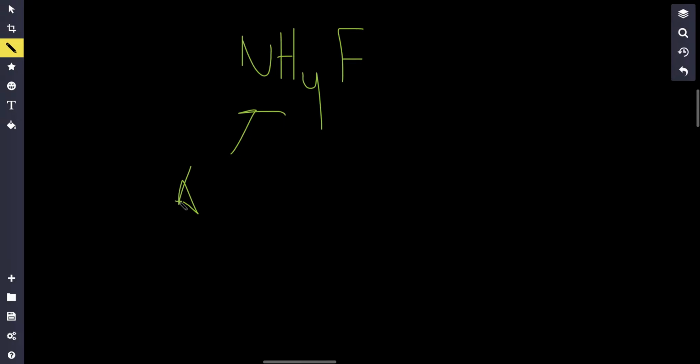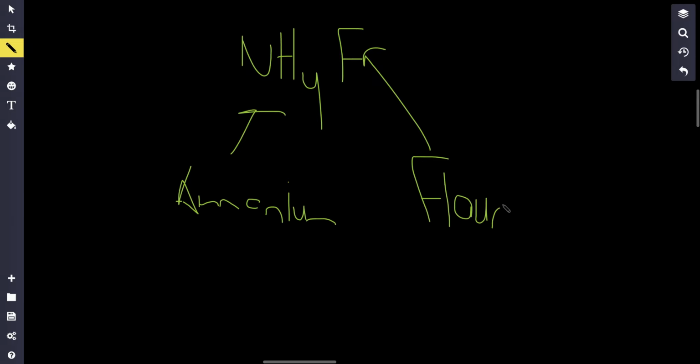I'll do another example. If we have something like NH4 and, let's say, F, this right over here is ammonium, and this right over here is fluorine. Oh my God, my spelling.